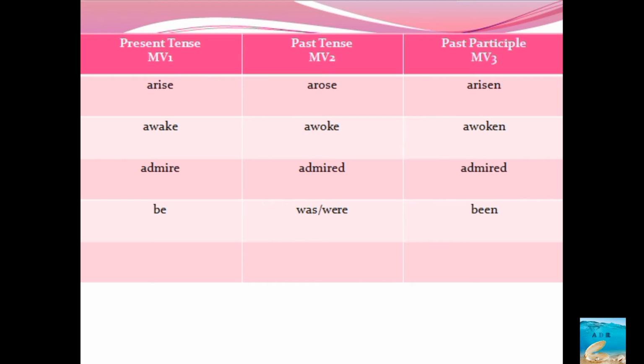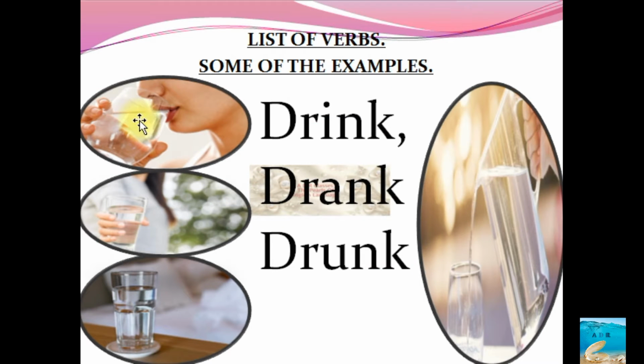Now, what is MV1, MV2 and MV3? Let us discuss this in detail. MV1 is, see, I have taken one example. These are called list of verbs. What is this called? List of verbs. Some of the examples of list of verbs are, see, I have taken one random example.